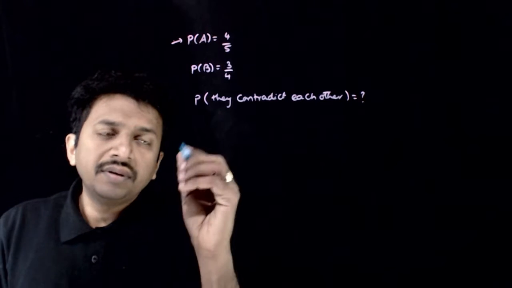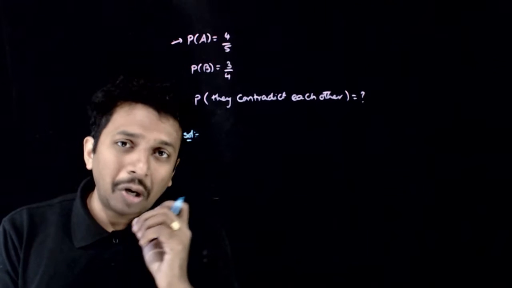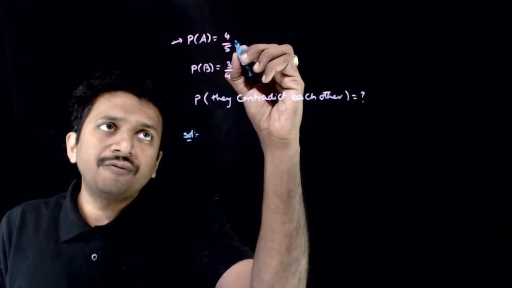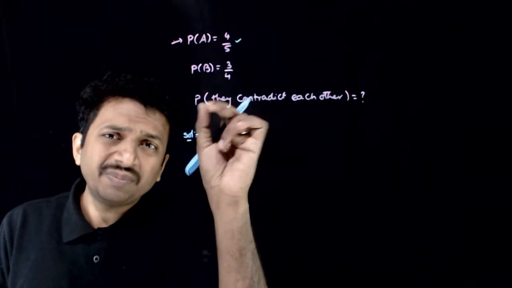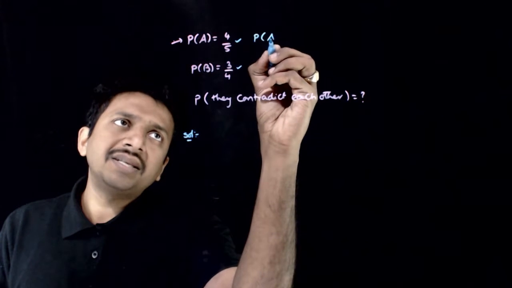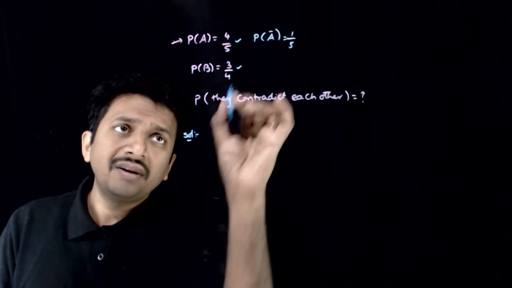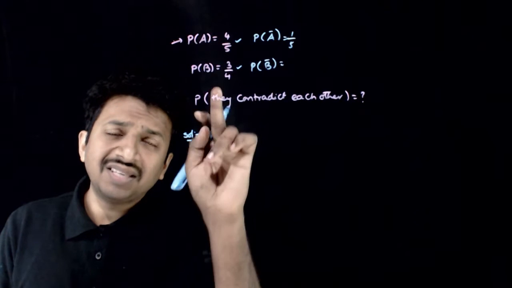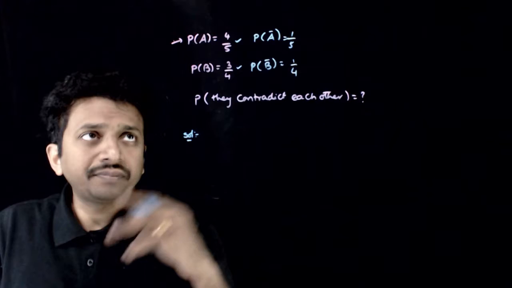So welcome students. In this question you're given that for person A, the probability of speaking truth is 4 by 5, and for person B, the probability that he speaks truth is 3 by 4. That is, the probability that A does not speak truth is 1 by 5, and the probability that B does not speak truth is equal to 1 minus 3 by 4, which is 1 by 4.